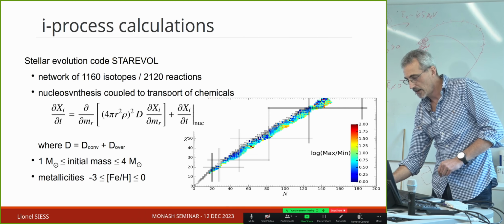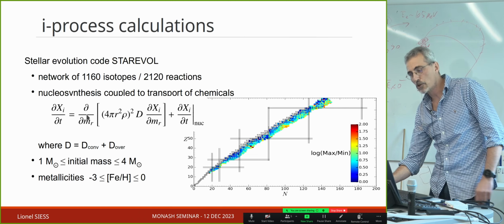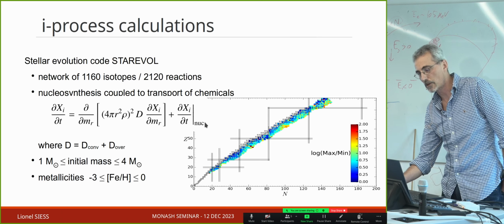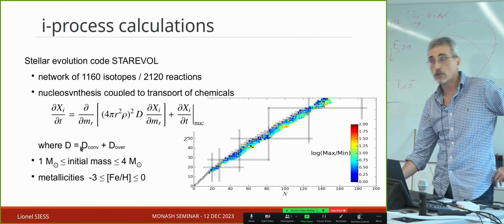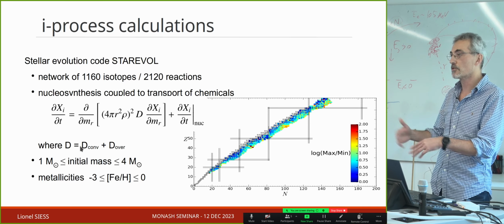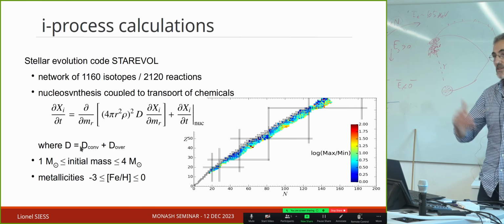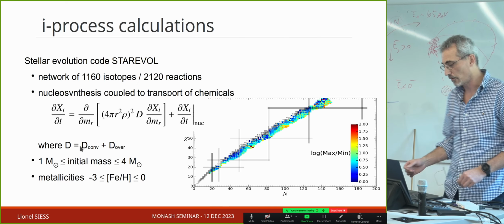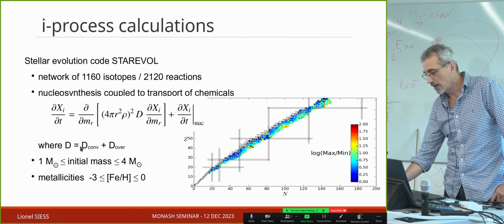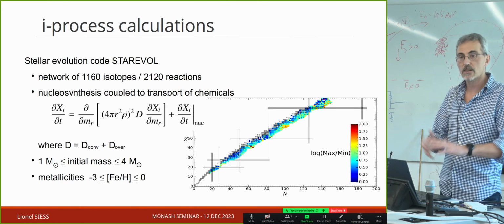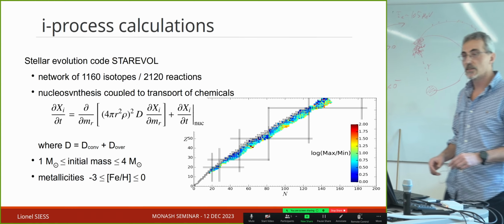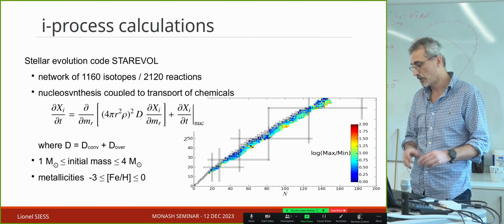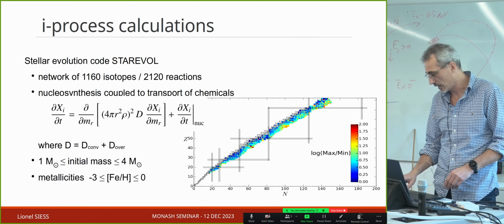So this is the evolution of the abundances. This is the diffusion term, and this is the burning term due to the nuclear reactions. And in this diffusion coefficient, we include, of course, convection. We can also add any other kind of processes like overshooting or mixing due to rotation or whatever. And we have investigated stars in the mass range between 1 and 4 solar masses, and metallicity [Fe/H] between -3 and 0.